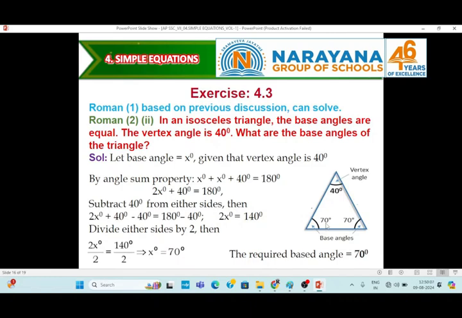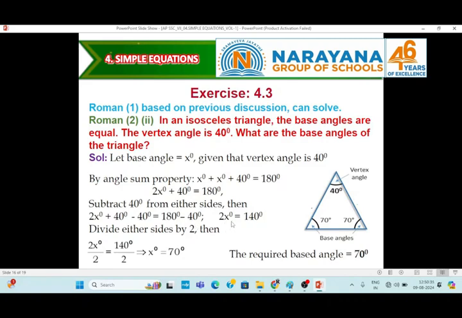We consider the base angles as x and x. So x plus x plus 40 degrees is equal to 180. So 2x plus 40 degrees is 180. As 40 degrees is added to 2x in LHS of the obtained equation, subtract 40 degrees from either side of equality. Then 2x plus 40 minus 40, so that plus 40 minus 40 gets cancelled. Then 2x is equal to 180 minus 40, which becomes 140.